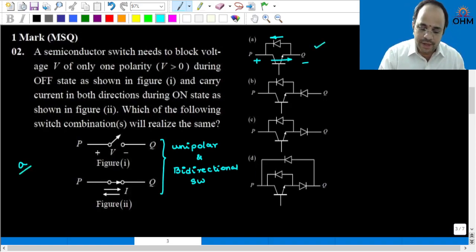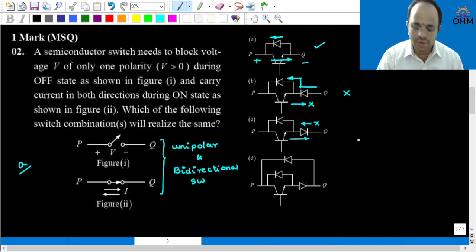Now next one, coming to B. Let us talk about voltage later. This switch can carry the current always from Q to P only, right? It cannot carry the current in this direction. Therefore, this switch is not suitable for our requirement, so ignore it. Now, in this case, this switch can carry current only in this direction, and the reverse direction is not possible. So B and C are also not suitable for the given requirement.